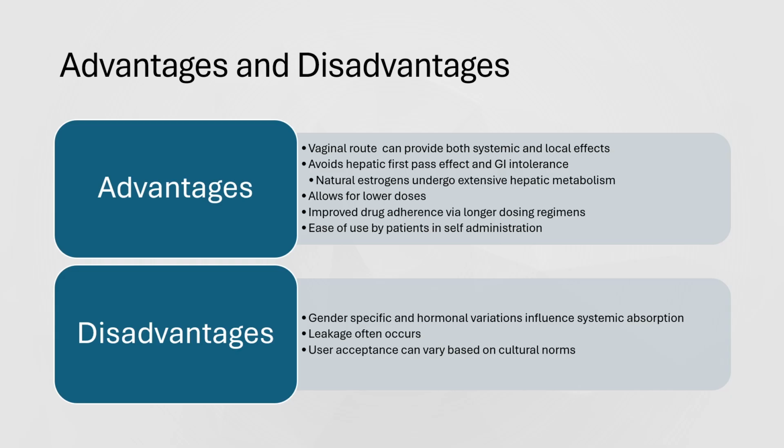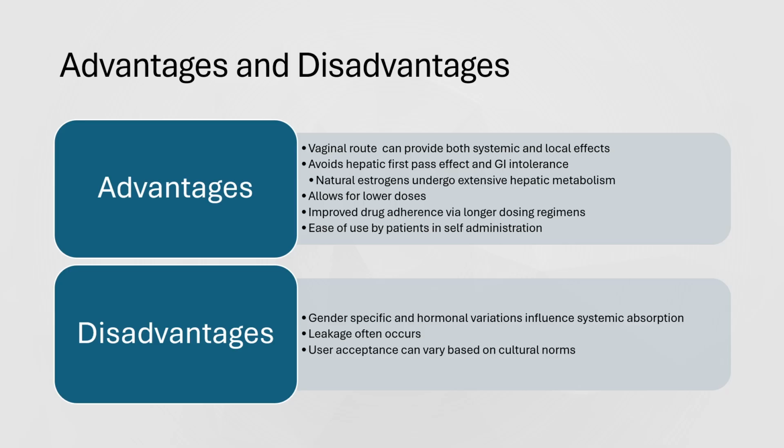Advantages to vaginal administration include its use for both systemic and local effects. It avoids the hepatic first-pass effect and avoids gastrointestinal side effects. Natural estrogens are 95% metabolized by the liver when orally administered. The vaginal route of administration allows for lower doses to be used and can improve drug adherence via the implementation of extended dosing regimens, which is often associated with vaginal dosage forms.